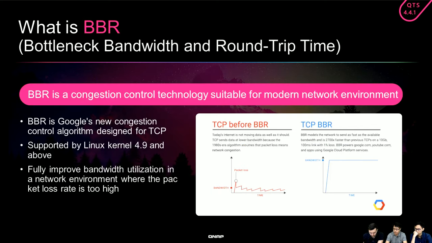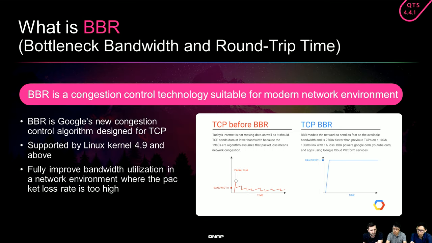And another new feature is TCP BBR. BBR is a congestion control technology provided by Google, and it has been supported in Linux kernel 4.9. We have an even higher version, Linux kernel 4.14, so we can use TCP BBR in HBS 3. So what is TCP BBR? It's a congestion control algorithm that enhances the transmission speed of the TCP protocol.